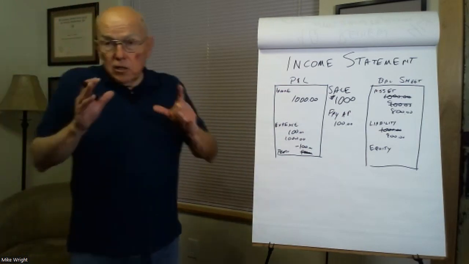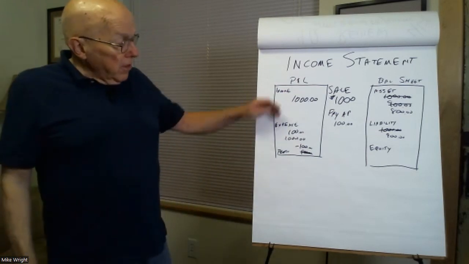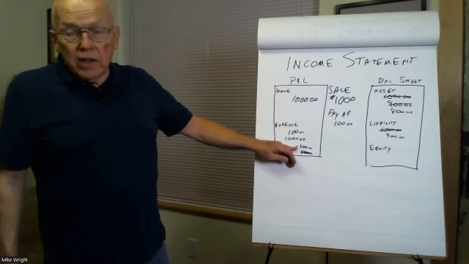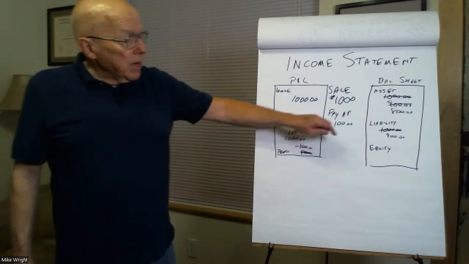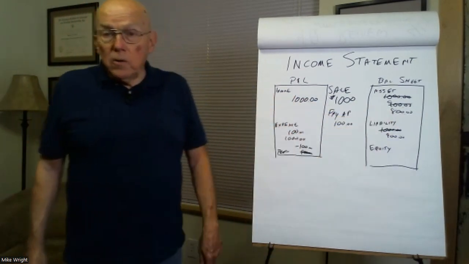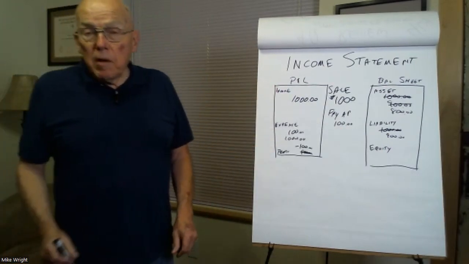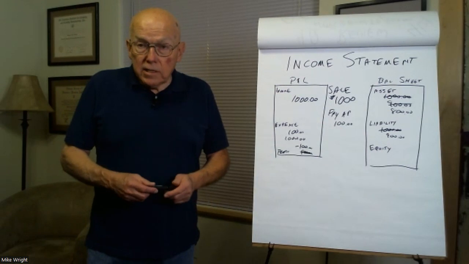So if we're just looking at profit and loss, we're not getting a complete picture. This tells us we have $100 negative, but it doesn't tell us how much we have left in the bank. It doesn't tell us how much we owe, and so forth. So this is an important thing to keep in mind when you're looking at your profit and loss statement.